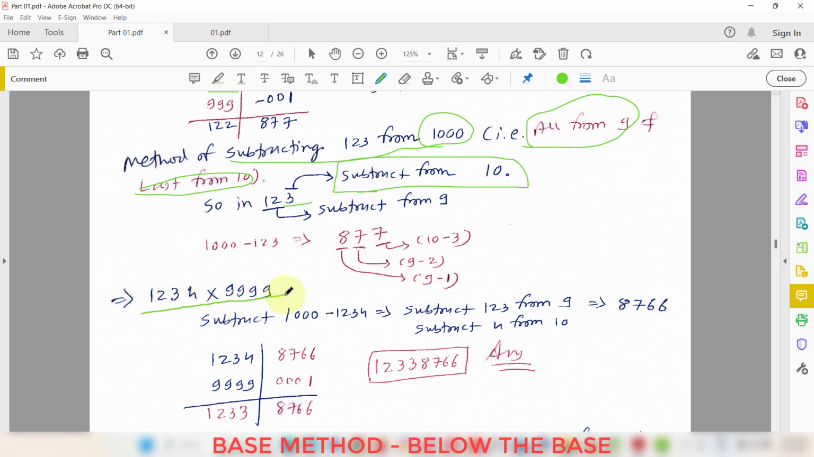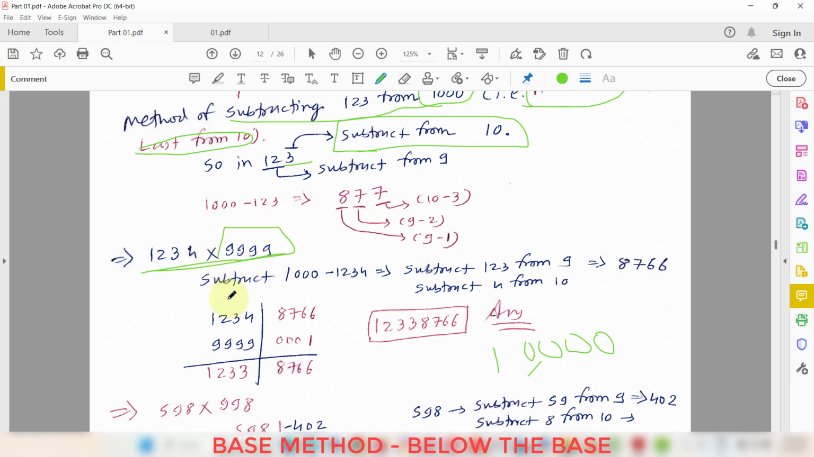Now here you have 4 digits. So here our base is 1000. Here our base is 10,000. Okay, and you have to subtract a number from 10,000. So 10,000 minus 1, 2, 3, 4, that is 8766. How will it become? The last digit is 4, so 10 minus 4, that is 6. 9 minus 3, 6. 9 minus 2, 7. 9 minus 1, 8. Okay, so mentally you can do this calculation.